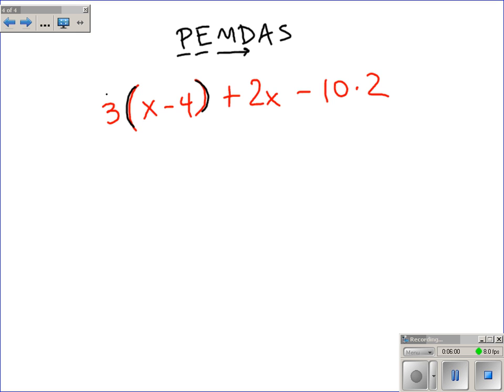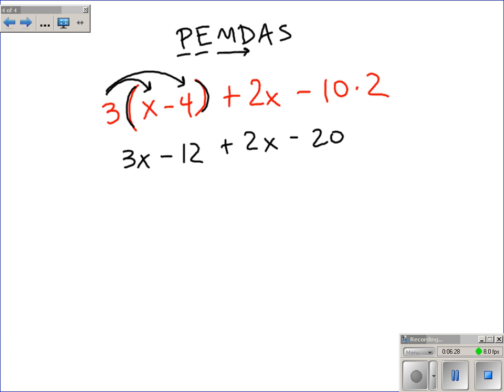So I'll multiply, or distribute, the 3. 3 times x is 3x, and 3 times negative 4 is negative 12. Make sure you keep that negative in there. I know that a lot of students struggle with negatives, so be very careful with negatives. Plus 2x, multiplying. So 10 times 2 is 20. So I've multiplied and divided everything I can from left to right.